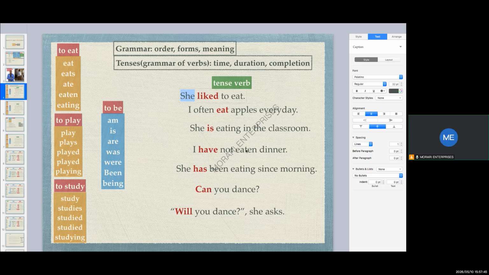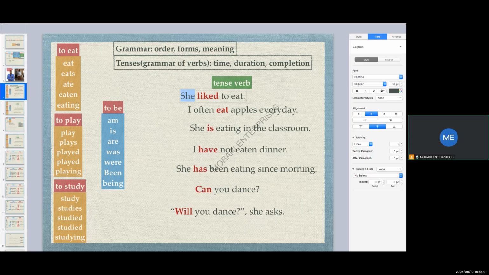So eating is a verb in this sentence. Have is another verb in this sentence, but have is the tense verb. If you go here, you find out that has is the tense verb, and it will change. Can you dance? If I was asking you yesterday, could you dance? So can will change to could.